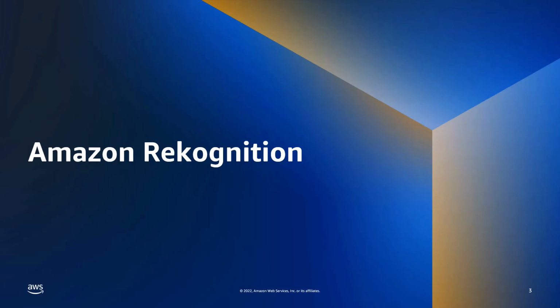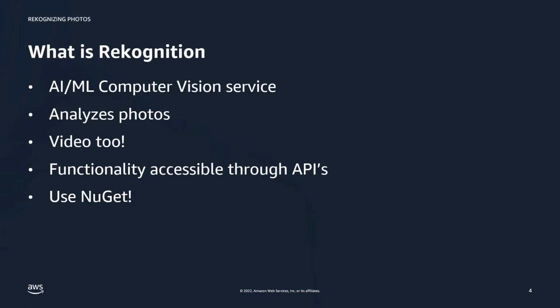So first, let's answer the question, what is Amazon Rekognition? To start off with, Amazon Rekognition is an artificial intelligence machine learning service. It's a specific type of machine learning called computer vision.